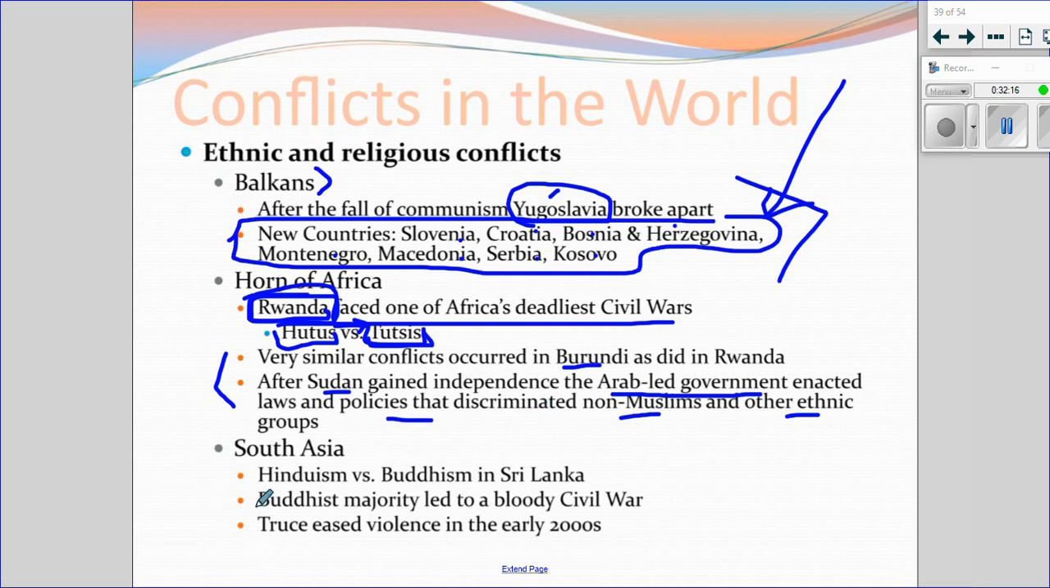In South Asia, you have Hinduism versus Buddhism in Sri Lanka, which has resulted in the Buddhist majority leading a bloody civil war. And the truce eases the violence in the early 2000s.